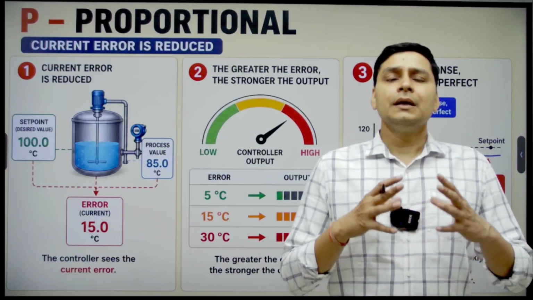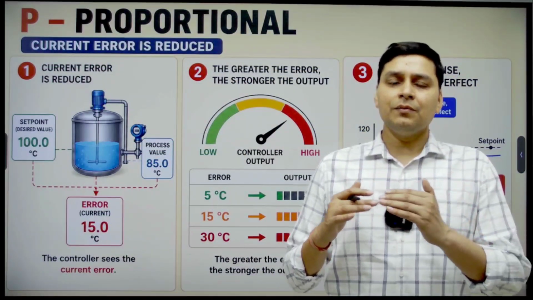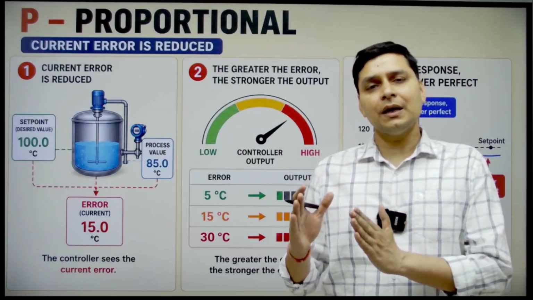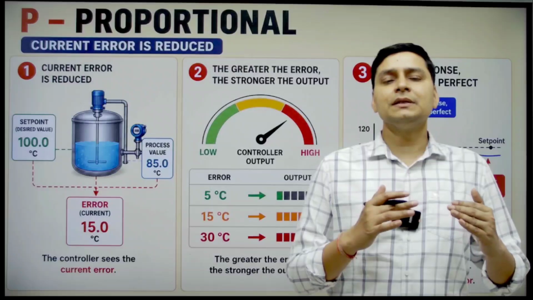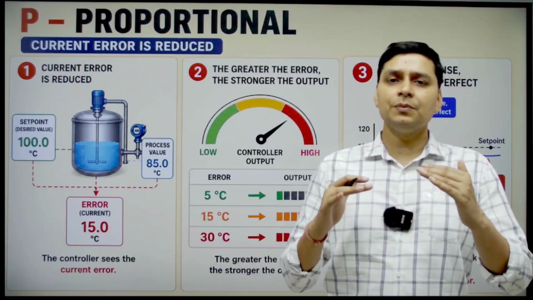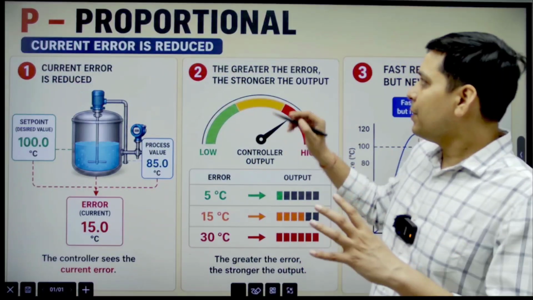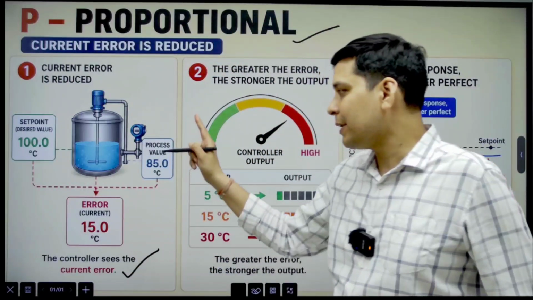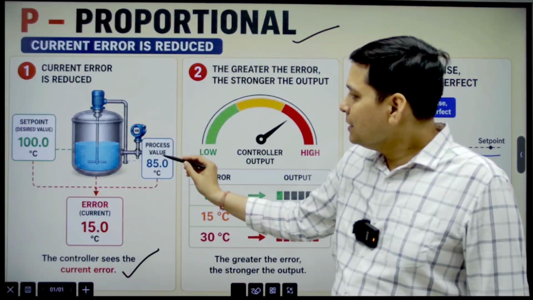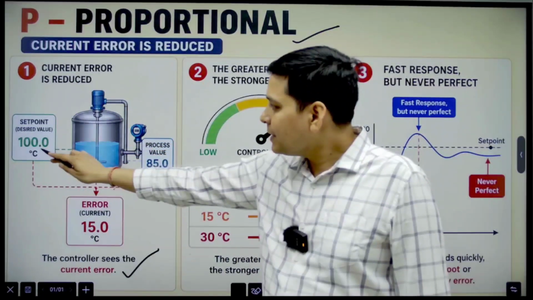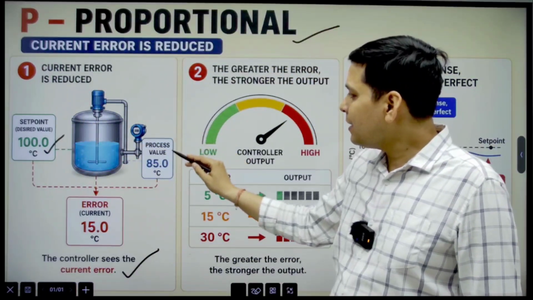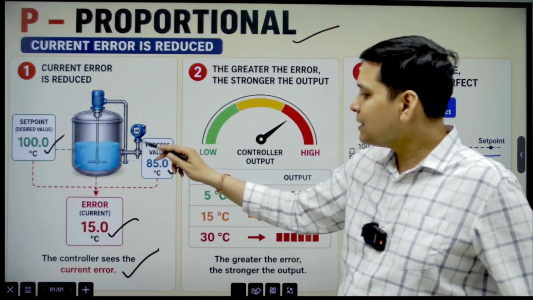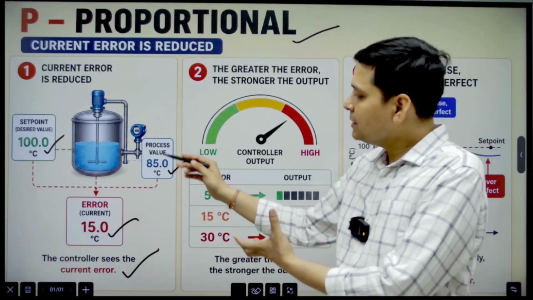Now we will discuss the PID controller terms one by one. PID is made from three terms. The first one is P, the second one is I, and the third one is D. First we will discuss the P term. P is known as proportional. Look friends, in the proportional term, the controller sees the current error only. Suppose the set point is 100 degrees Celsius and the current value or process value is 85 degrees Celsius, then the error will be 15 degrees Celsius. The controller sees only this value.